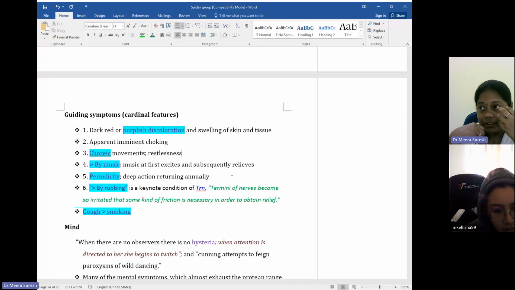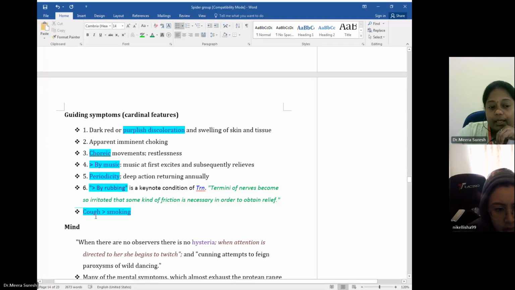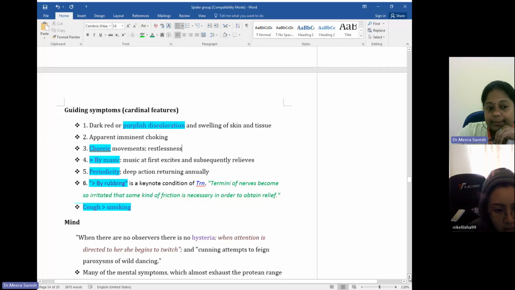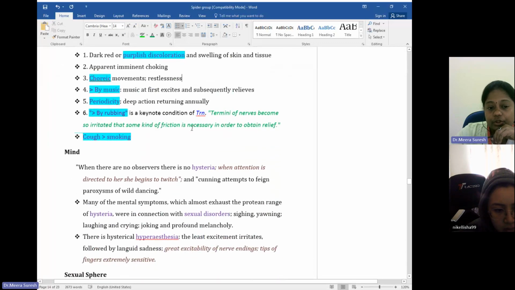So this is a very fine differentiation between tarantula and Theridion, which we can easily get confused also, because all other symptoms, even the chorea, the periodicity, the sensitiveness, hysteria, cunning nature, both the drugs have. But this one is a highly characteristic feature of tarantula. And then there is cough ameliorated by smoking. So those are the features of tarantula.